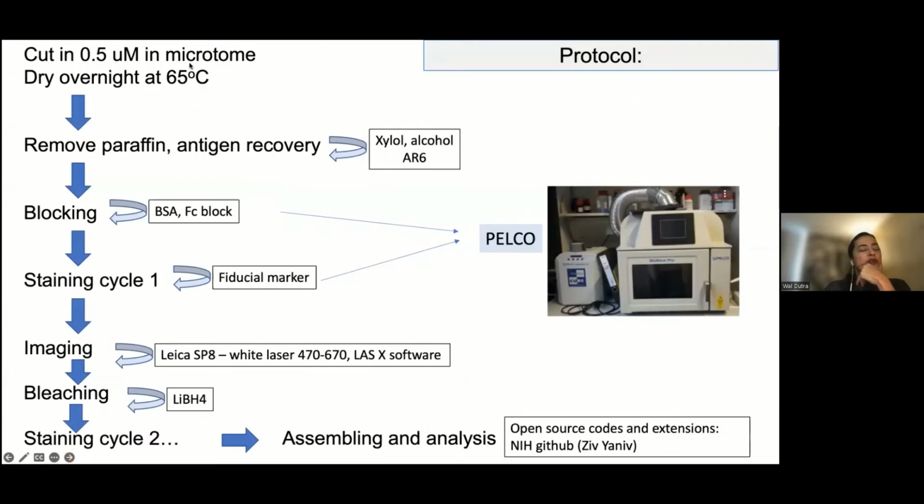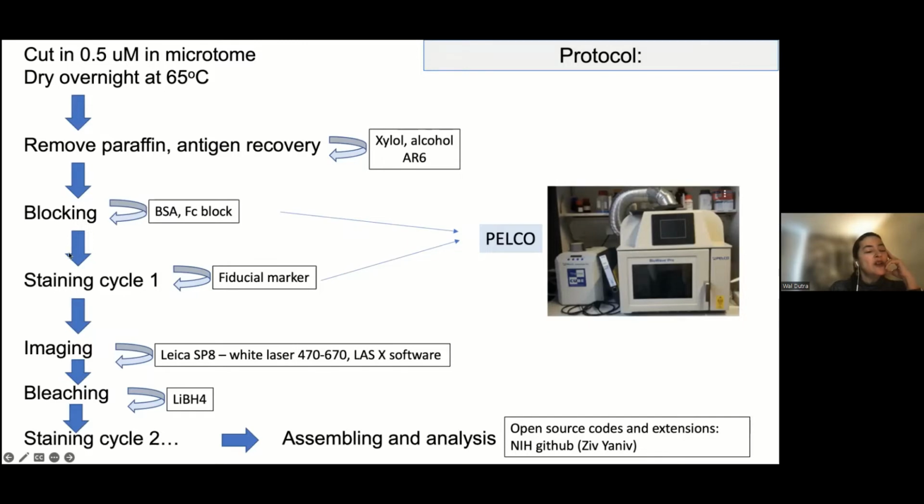Essentially, you cut a 0.5 micrometer slice of your tissue and let it dry overnight at 65 degrees. Then you remove the paraffin and do your antigen recovery. For the antigen recovery, we use a commercially available buffer, a pH 6 antigen recovery buffer. You put your samples there and boil for 30 minutes at 90 degrees, and it recovers antigens beautifully. Then you do your blocking step using BSA and Fc block for the monoclonal antibodies.